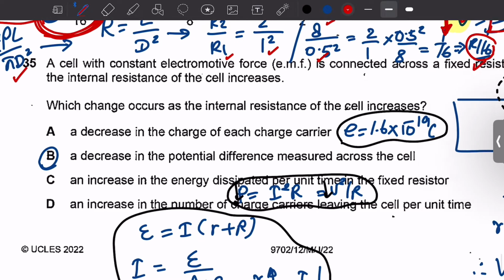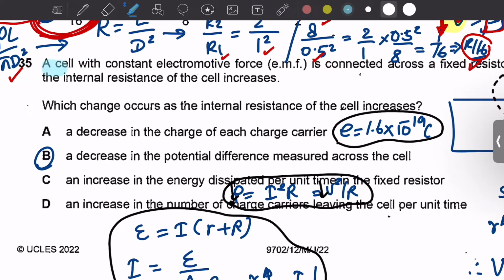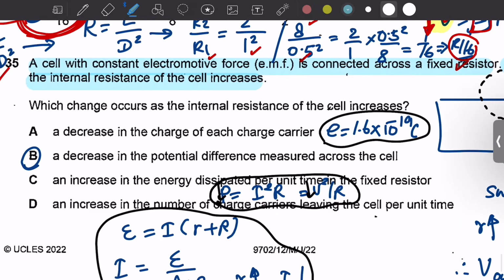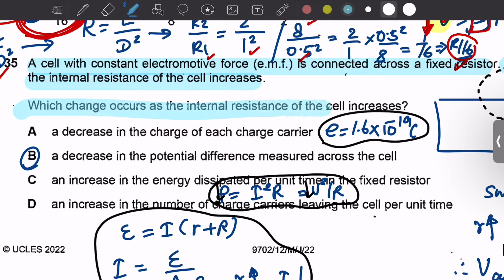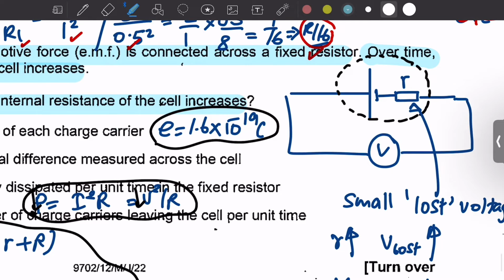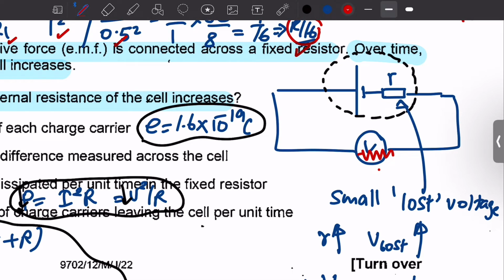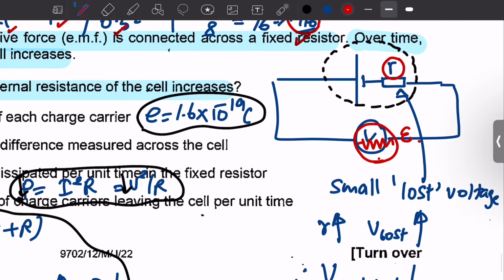Alright. Let's focus on question number 35. Cell with constant electromotive force is connected across a fixed resistor and internal resistance. The internal resistance of the cell increases over time. Which change occurs as the internal resistance of the cell increases? Let's have a look. We know a voltmeter is actually a very big resistor, right? But how close this voltmeter reading is to EMF depends on how small this R is. So lost voltage is not a problem if this R is normally a small number.